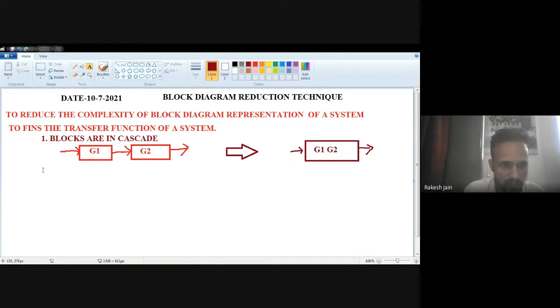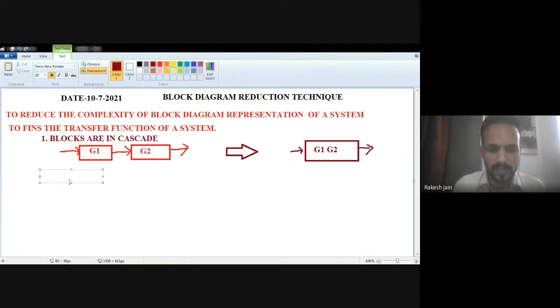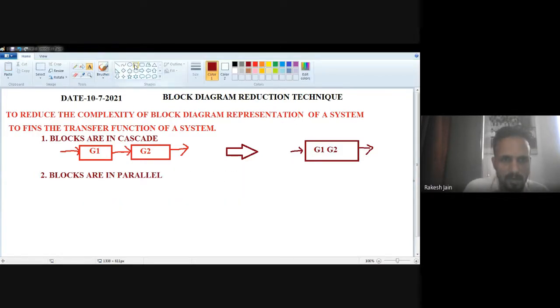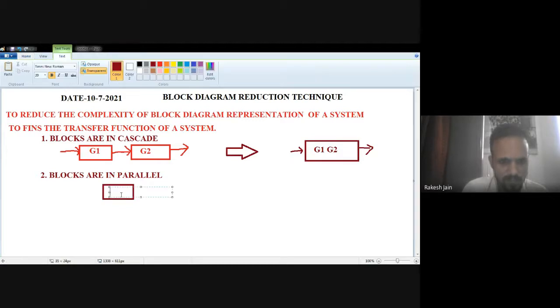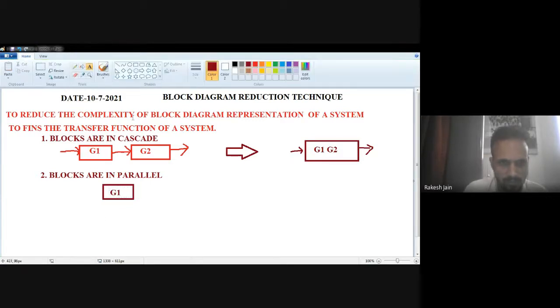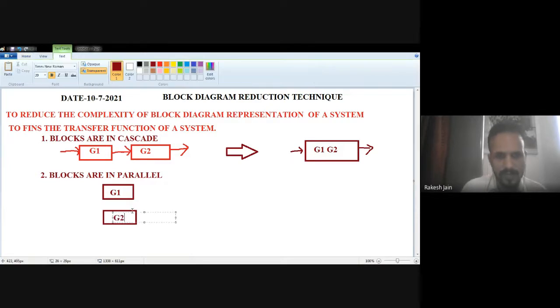The second rule is when blocks are in parallel. If the blocks are in parallel, then what will happen? Let's suppose this is a block whose gain is G1. Let's suppose we have one more block whose gain is G2.